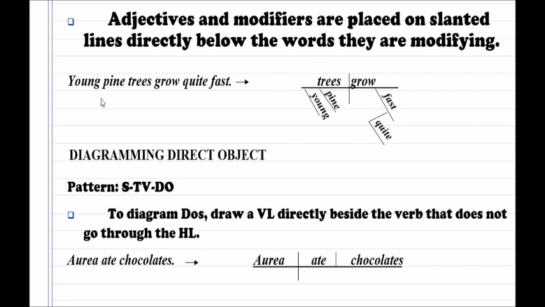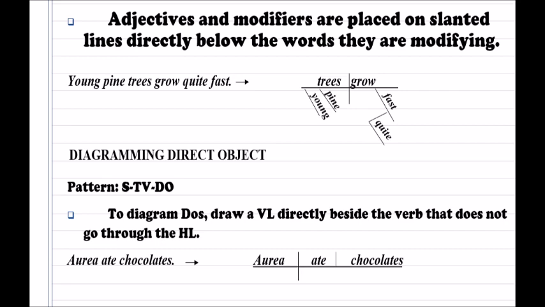Now, there is an adjective that modifies the word trees. You have to place a slanted line directly below the words they are modifying. What words modify the word trees? Young or pine? Of course, both. Young and pine modify the word trees. Now you have to put two slanted lines here and then put young and then pine.